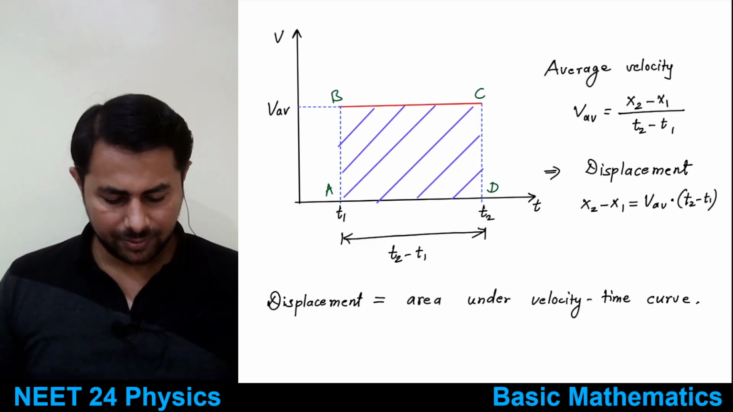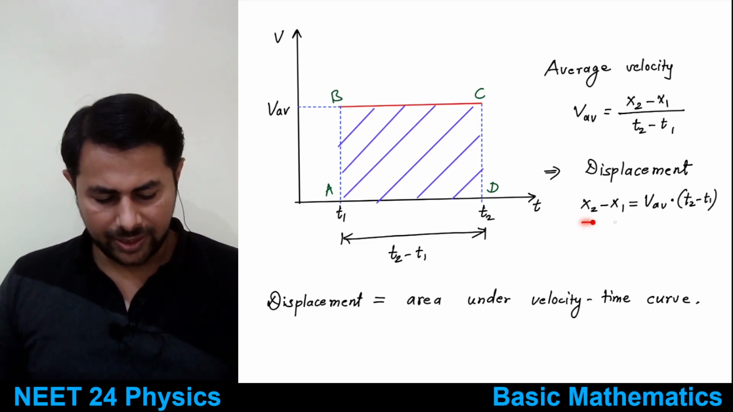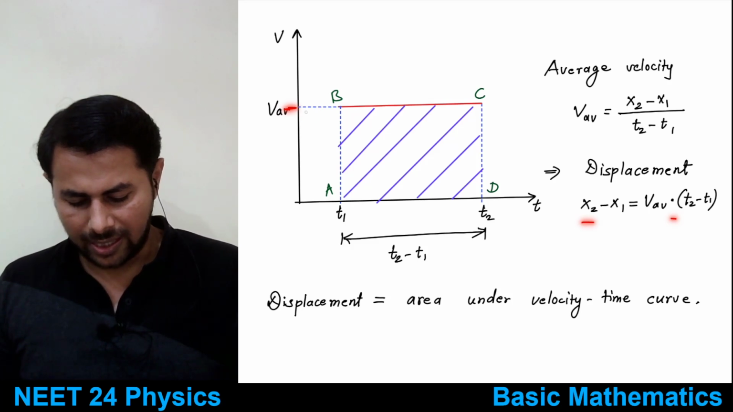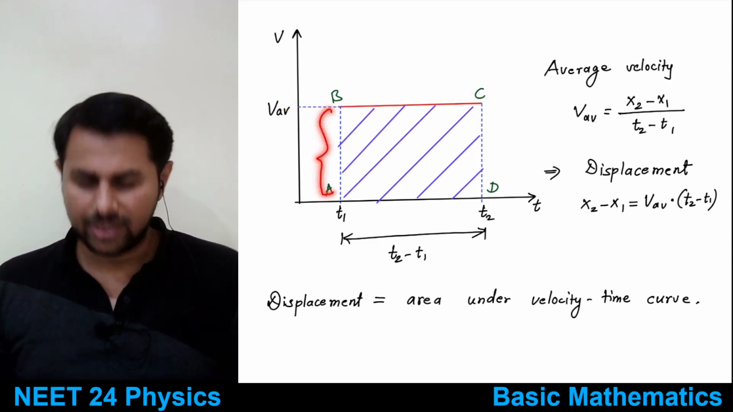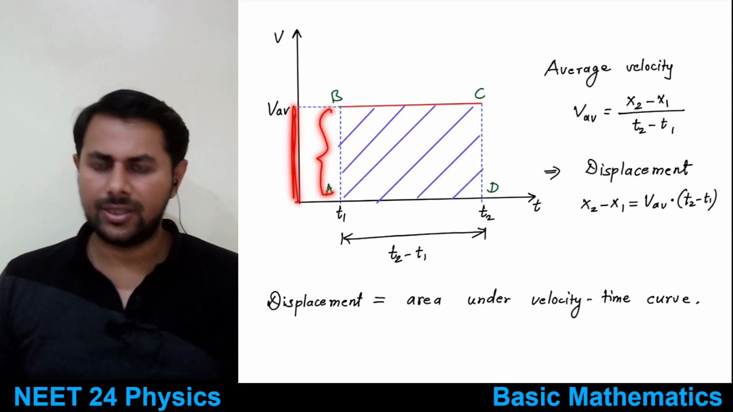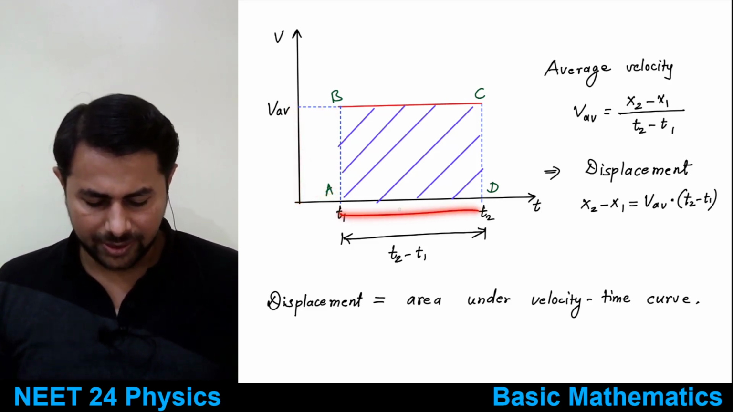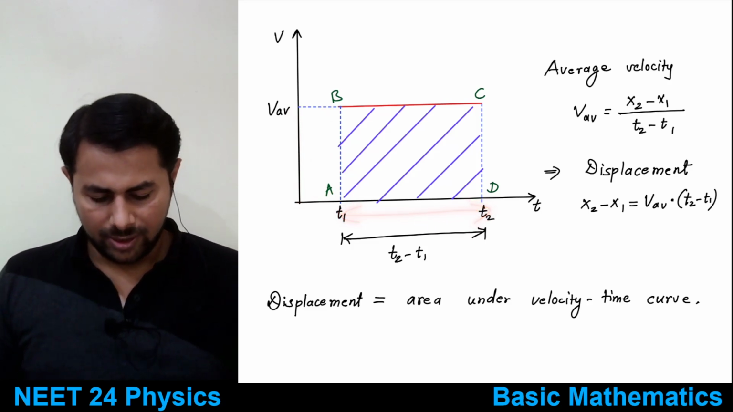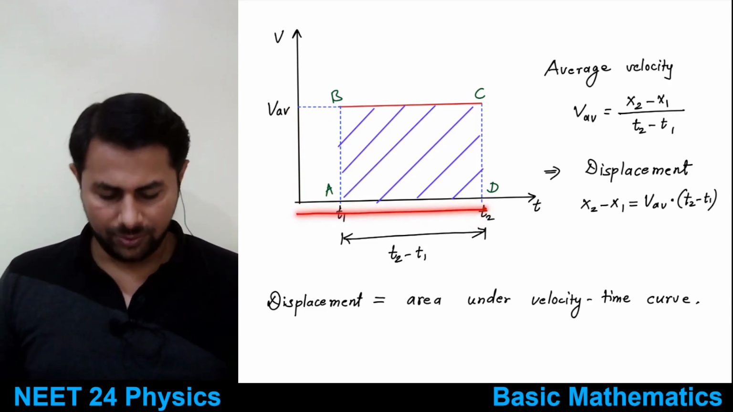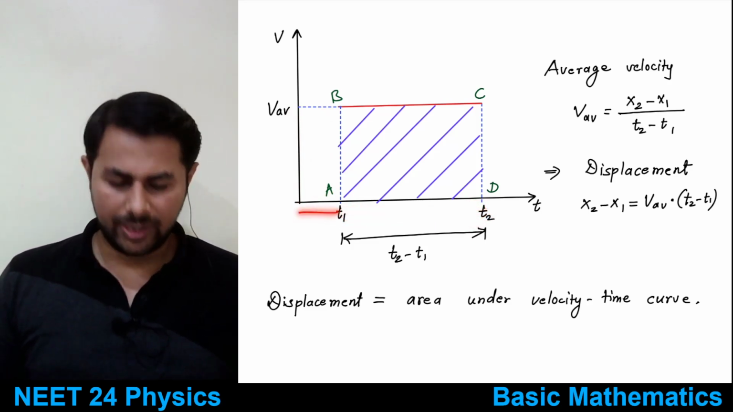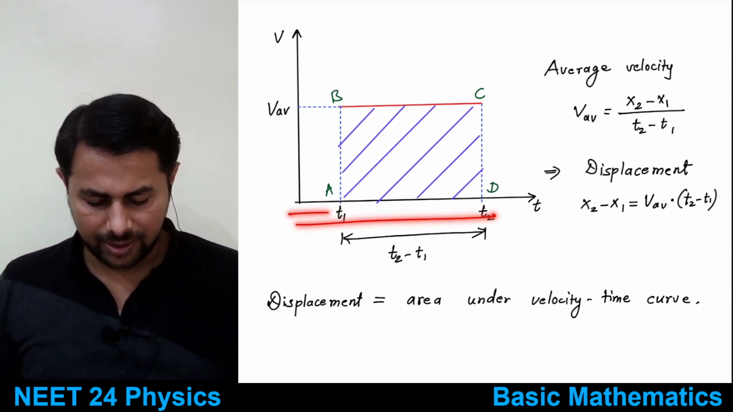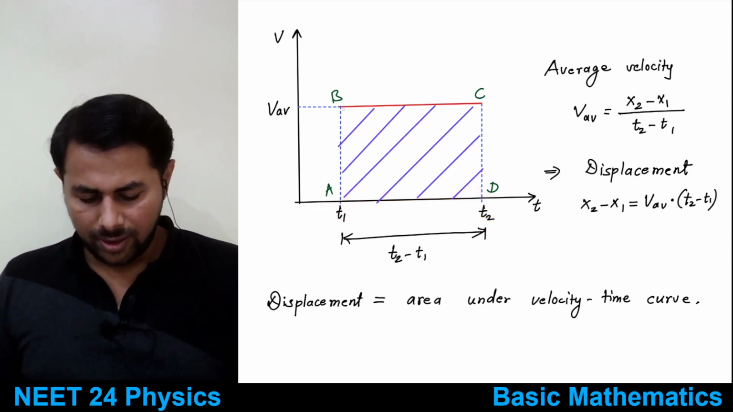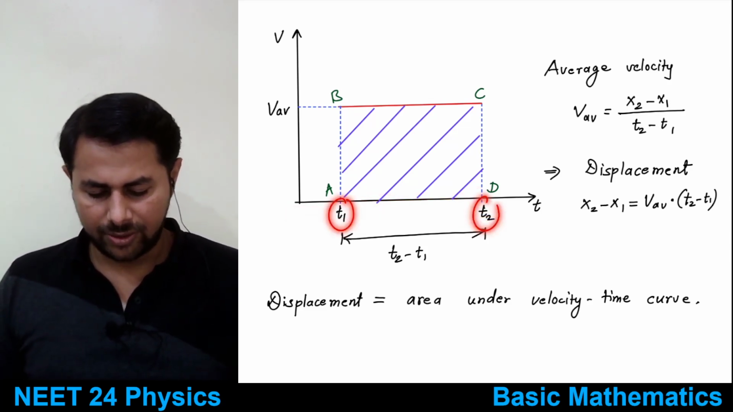And therefore you can see it over here. This is the average velocity, it's this much. And what is time difference? It is this much. From here to here this is t2, from here to here this is t1. So t2 minus t1 is this thing. So you are taking the time interval from t1 to t2.